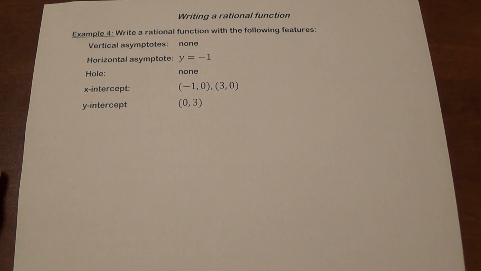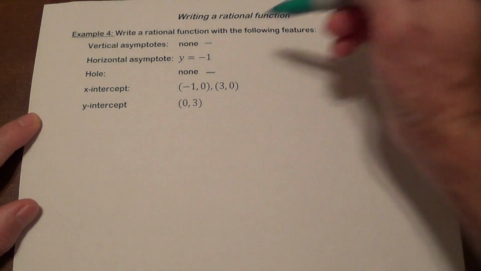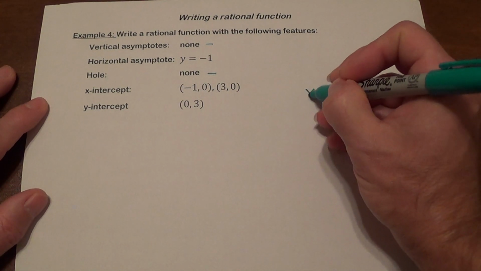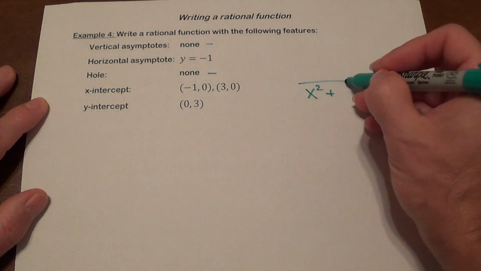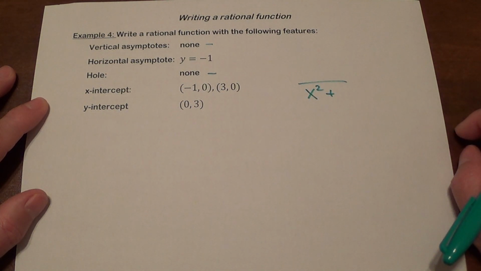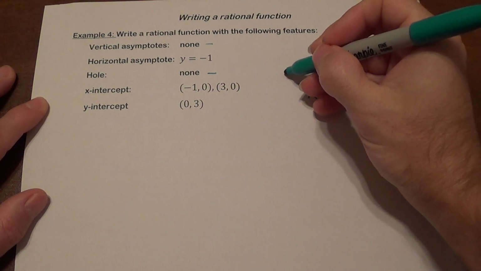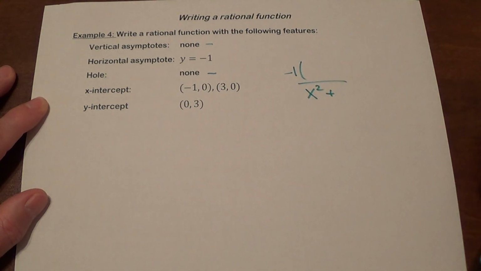All right, no vertical asymptotes, a horizontal asymptote y equals negative 1, no holes. So these two things here tell you that whatever you're going to have on the bottom is not going to give you any real zeros. So it's going to have to be possibly a binomial in the form like x squared plus a number. We don't know what number that might be yet, but let's just write this. We want a horizontal asymptote at negative 1, right? So there's got to be a coefficient here of negative 1.